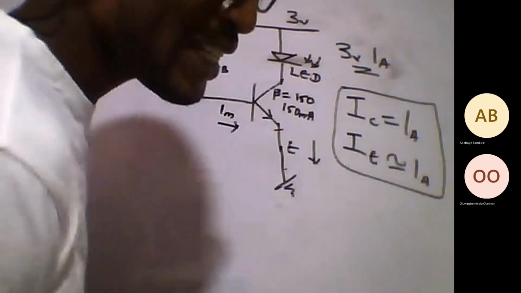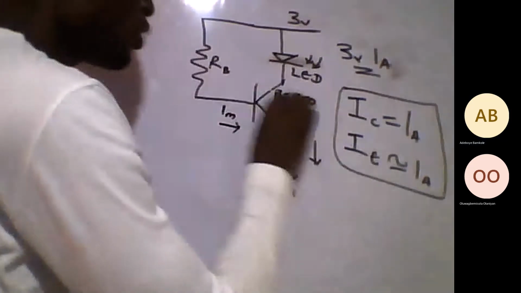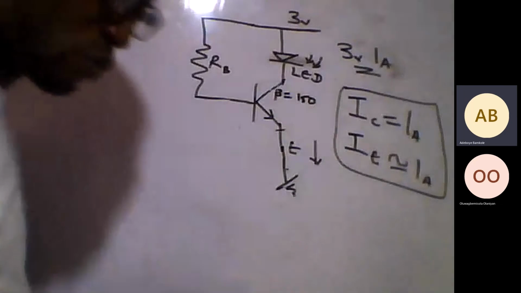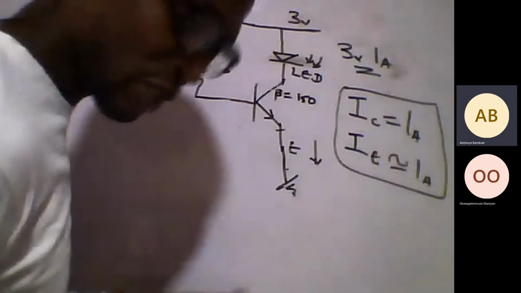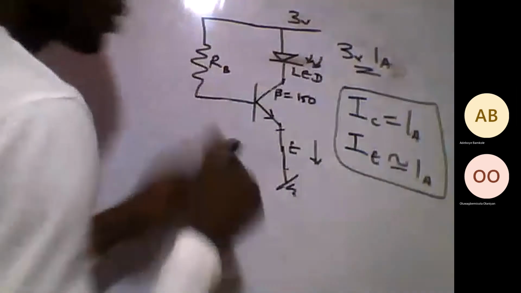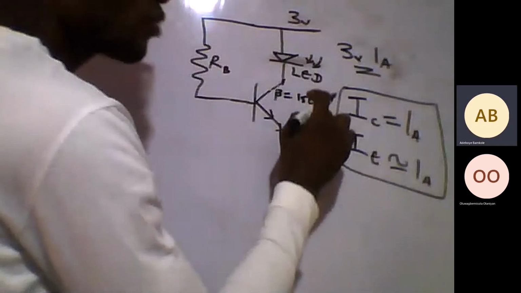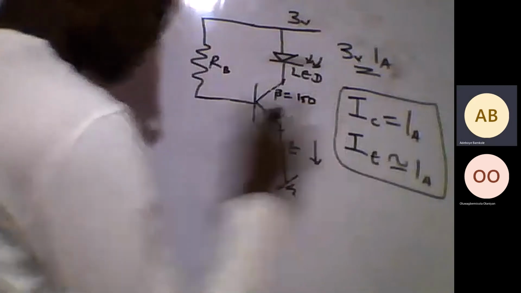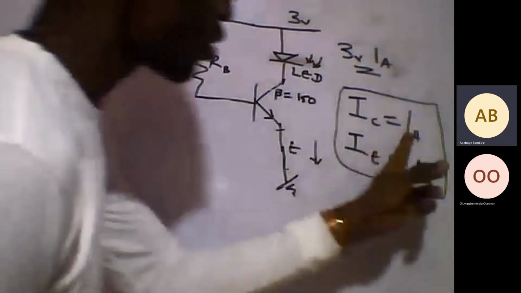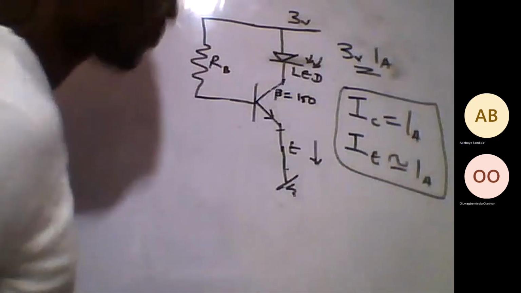Is it enough for the LED? No, sir. So what do we do? We move backwards. In design, you move backwards. When you're analyzing somebody else's design in class, doing assignments, you move from here to here. But when you have your own design, you move from here to here. So now we have to know the size of IB that we need to guarantee us 1 amp. What do we do?